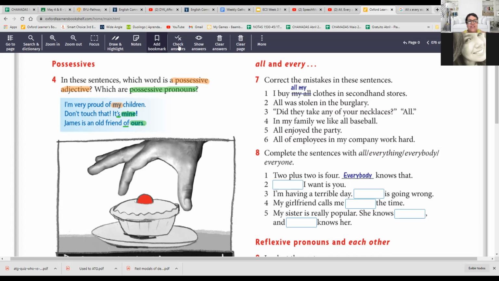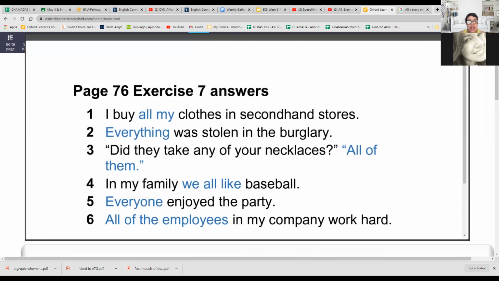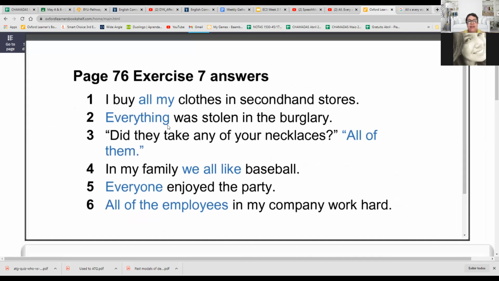Okay, so let's see the answers, Larissa. Let's take a look there. The first one is already done, right? The second one, the best way is to say everything, okay? Not all was stolen, but everything was stolen in the burglary. Okay. Number 3, did they take any of your necklaces? All of them. That would be the best answer. Okay. We don't say just all in a short answer. Ele tem que estar acompanhado de alguma coisa.